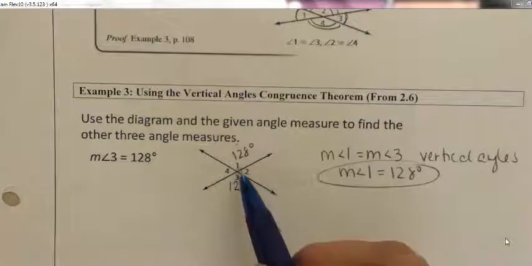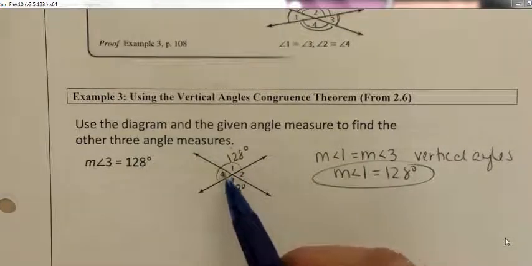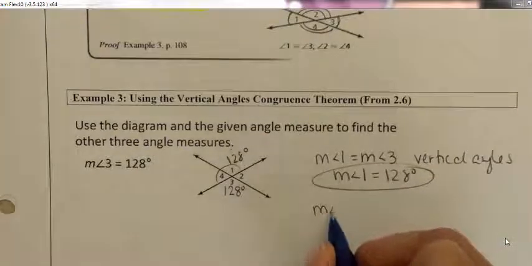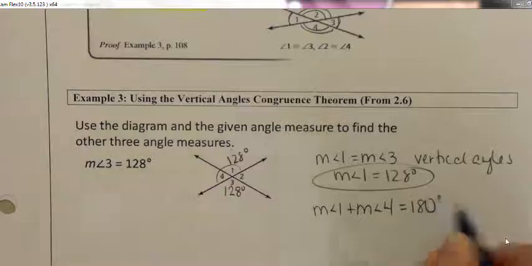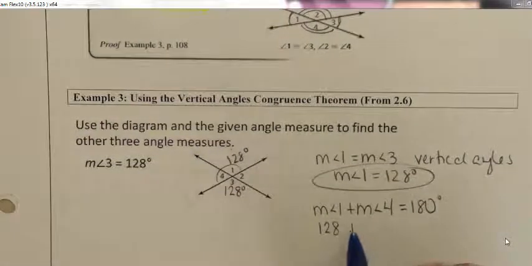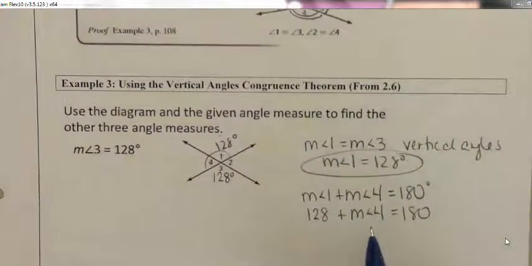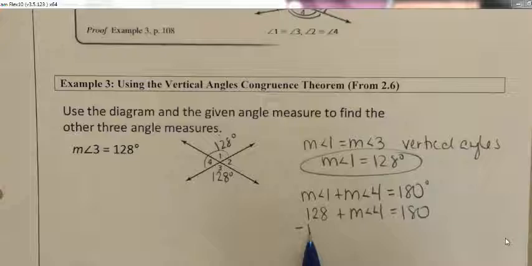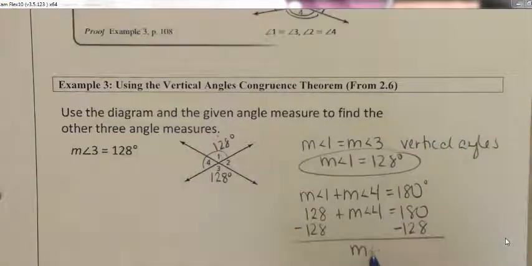All right, well, the measure of angle 1 and the measure of angle 4, look at that. Those form a linear pair, right? They form a straight angle. So then I know that the measure of angle 1 plus the measure of angle 4 is equal to 180 degrees. Measure of angle 1 is 128 degrees plus the measure of angle 4 equals 180. Solving for the measure of angle 4, I'm going to subtract 128 degrees from both sides. And the measure of angle 4 will equal 52 degrees.